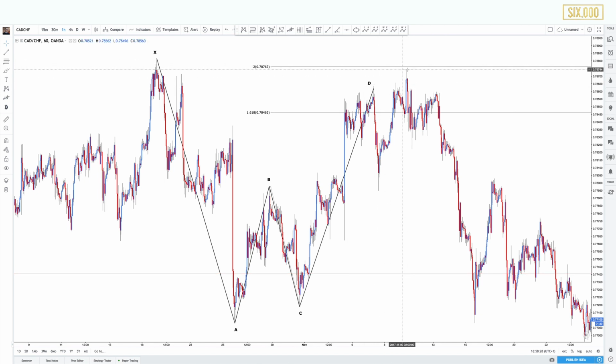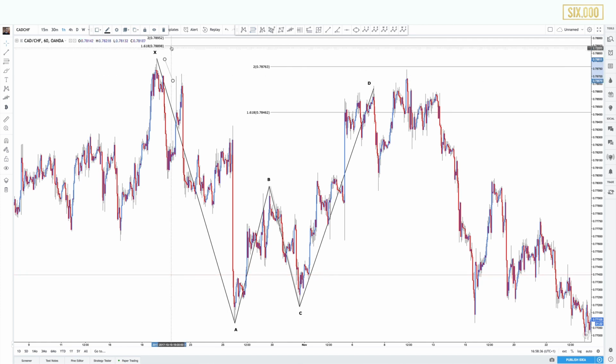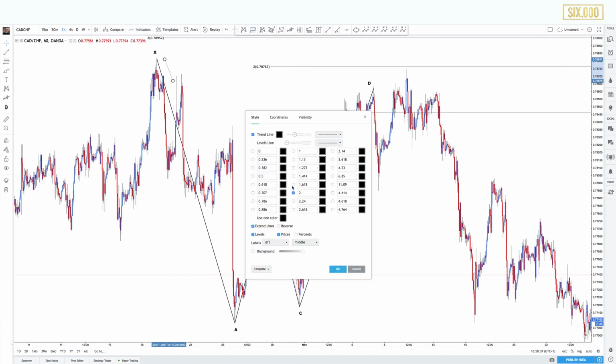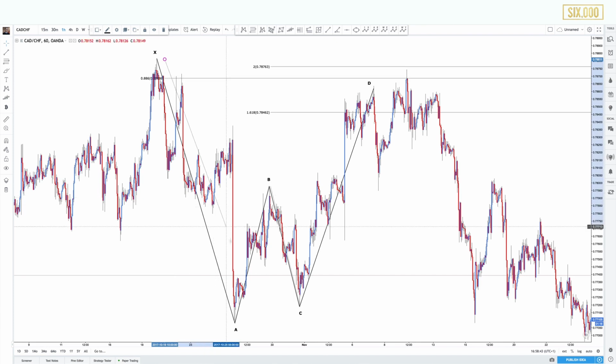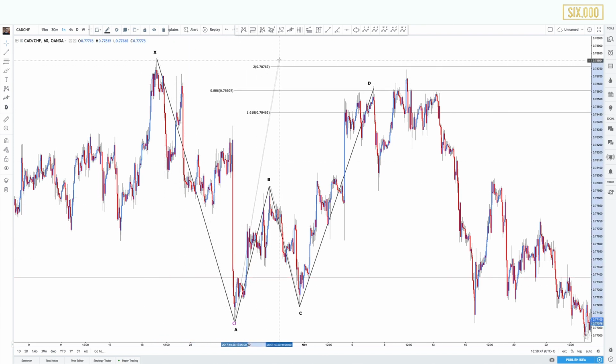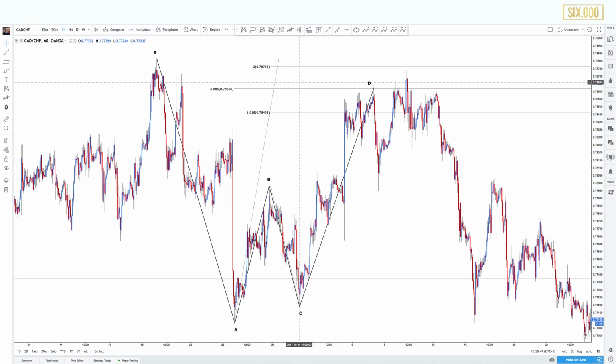Could even be considered a ratio of 2, even though we didn't get an exact confirmation of the level. We're then going from X to A once again. We're looking at a 0.886, and that defines the completion of the pattern. This is an important number in the potential reversal zone. We need price to confirm this measurement before we're looking for an entry or looking to execute the position.